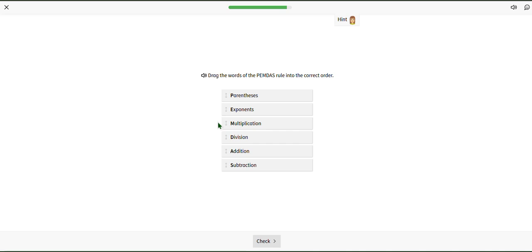So, like we've said before in this video, parentheses, then exponents, then multiplication and division together, depending on which one comes first when looking at it from left to right, and then you go on to addition and subtraction, depending on which one comes first, going left to right.